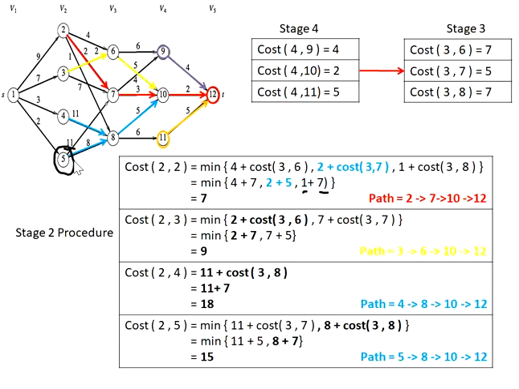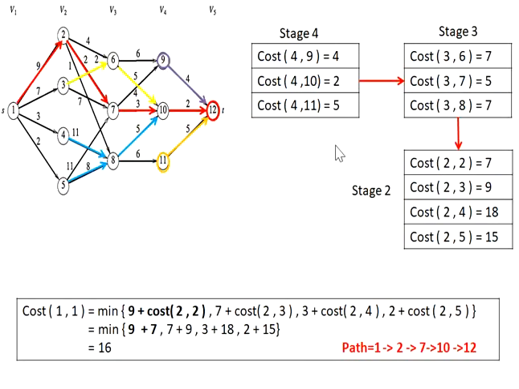Then we have 5 to 8. 5 to 8 is 8. So 8 plus the cost of 3 comma 8, which is 7. So it is 11 plus 5 in the previous one and 8 plus 7 in the present one. So 8 plus 7 is 15. So the path which we get is something like this: 5 to 8, 8 to 10, 10 to 12. So this is the cost path which we get from the present fifth vertex.